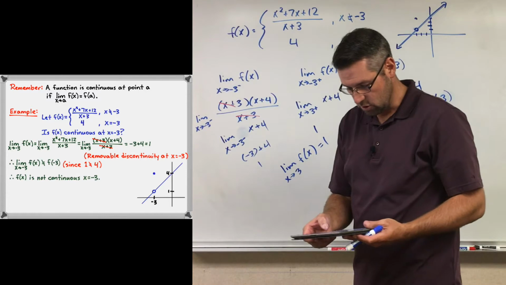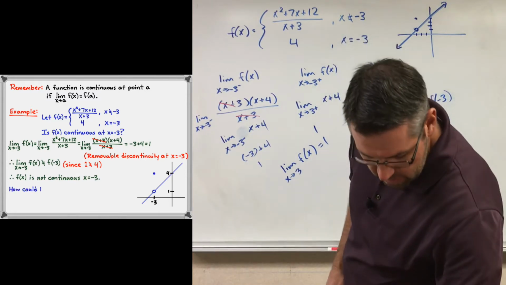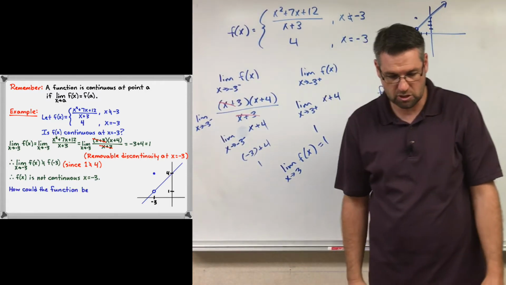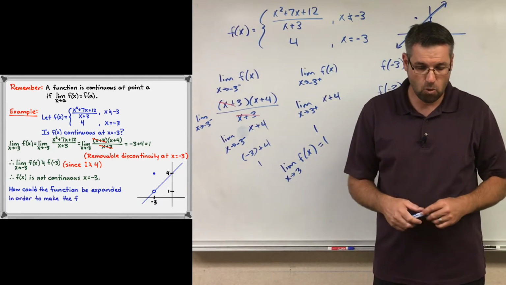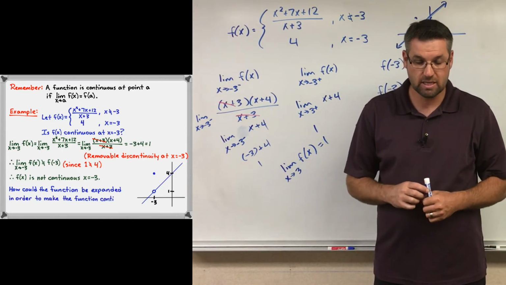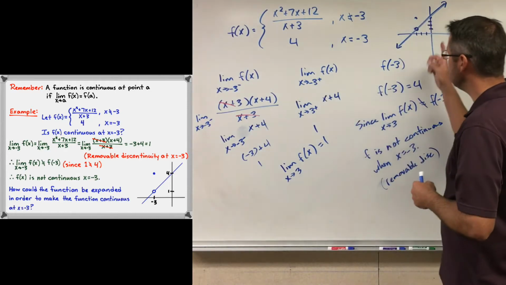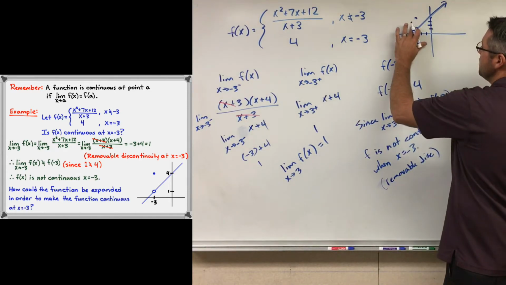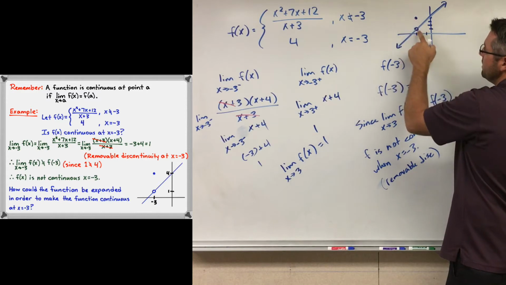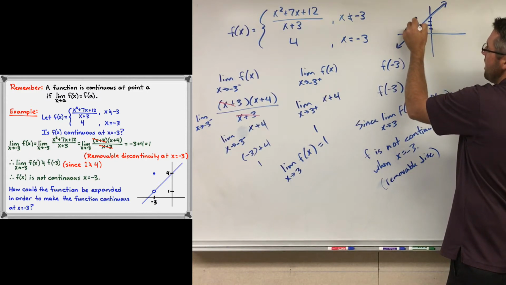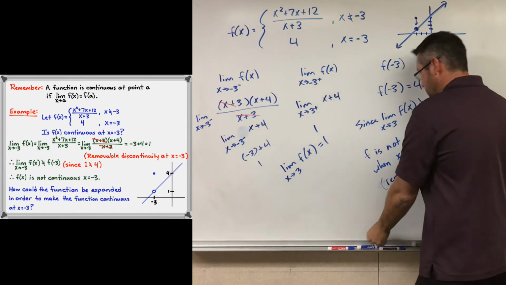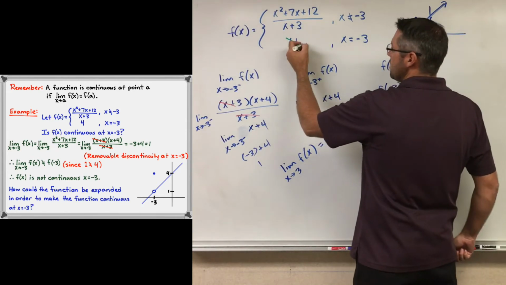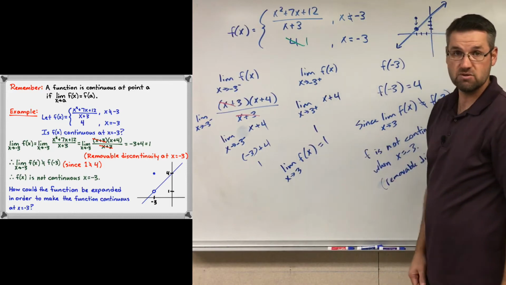Now, again, there's the graph. That looks good. Then the last question is, how could the function be fixed or expanded in order to make the function continuous? Well, how would I make this continuous? What I would have to do is move this point down to here. So if I can move that point there, it's continuous. So I could do this by saying, hey, let's just change this to 1. Then it's a continuous function.